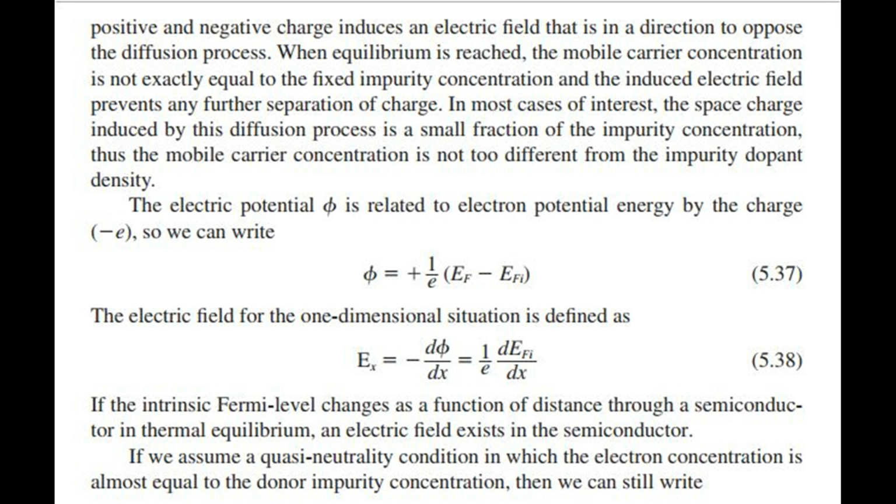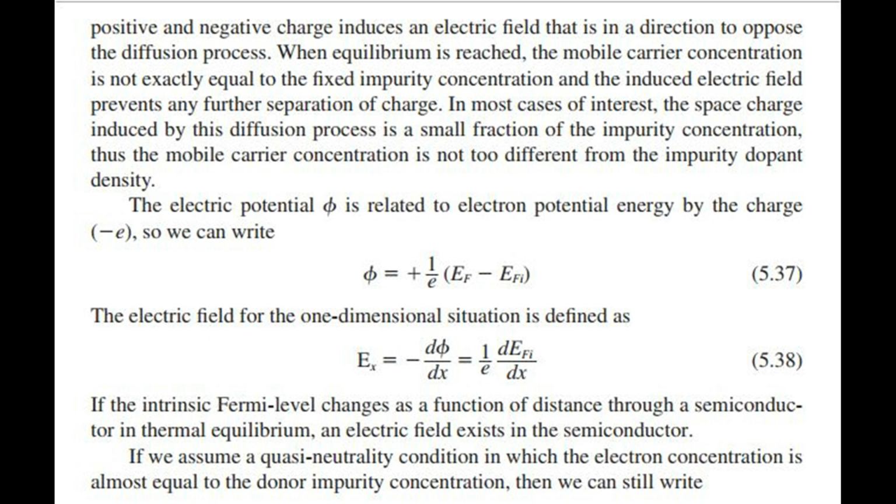In most cases of interest, the space charge induced by this diffusion process is a small fraction of the impurity concentration. Thus the mobile carrier concentration is not too different from the impurity dopant density. The electric potential is related to electron potential energy by the negative charge, so we can write. The electric field for the one-dimensional situation is defined as: If the intrinsic Fermi level changes as a function of distance through a semiconductor in thermal equilibrium, an electric field exists in the semiconductor.